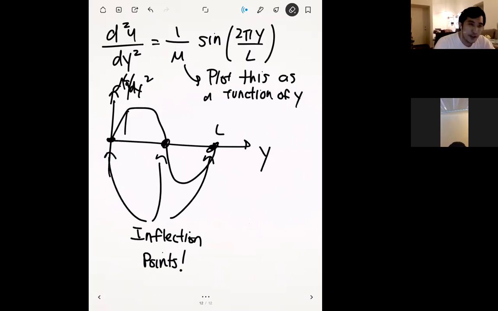So in order to have an inflection point, you have to have places where the second derivative of velocity is not going to be equal to 0. And that's exactly what we have here.